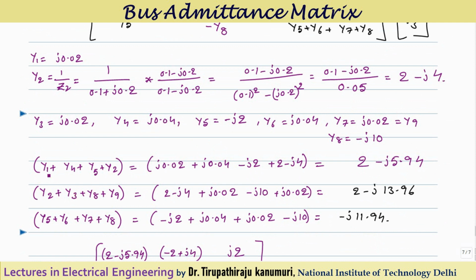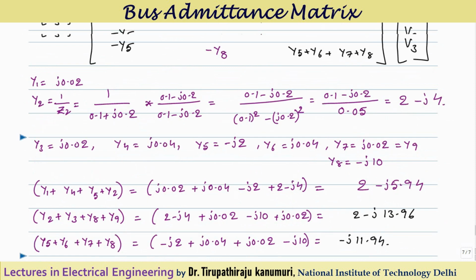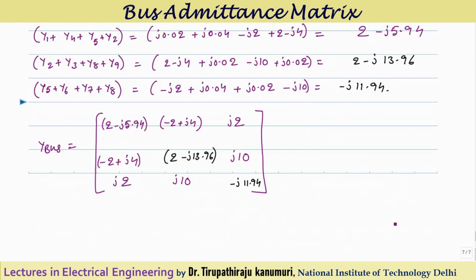For the first one, Y11 will be Y1 plus Y4 plus Y5 plus Y2. I have taken the sum and this value came. Similarly, the second one, Y22, is Y2 plus Y3 plus Y8 plus Y9. I have taken the sum, I got this value. Similarly, Y33 is Y5 plus Y6 plus Y7 plus Y8. When you do the sum, you got this. So whatever elements are here, same elements I have represented here. This will be my final value of Y bus.